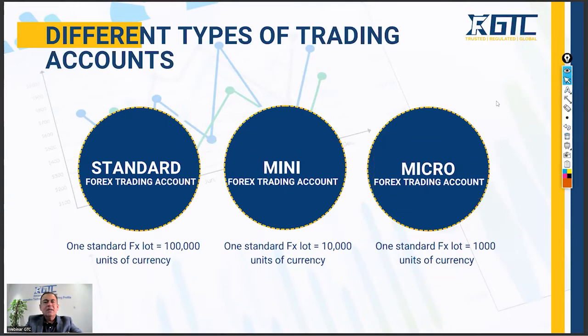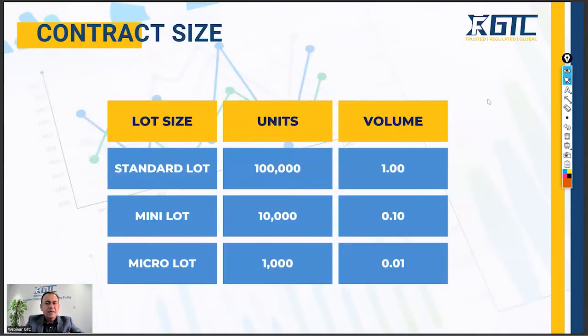So this is based on the lot size classification. We have 3 types of trading accounts. This is again the same thing which I've explained in a tabular form. In a standard lot, you'll be having 100,000 units in a standard account, and you will write volume 1. If in the same account you opt for 0.10, it means you're going to buy 1/10, which is 10,000 units. So it will be a mini lot size.